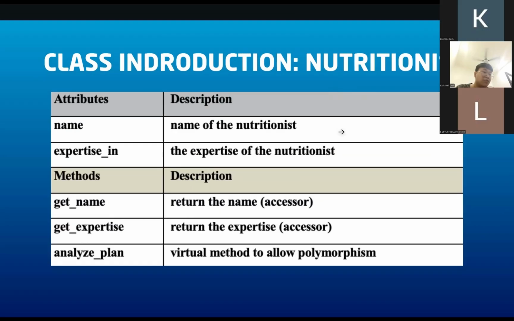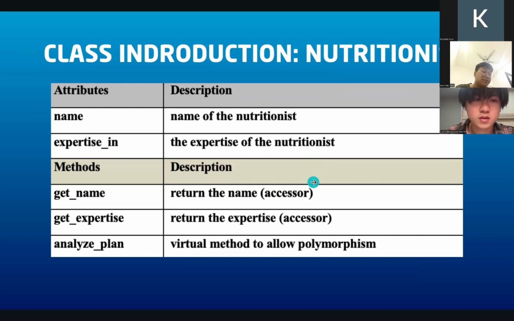Okay. Continue with the nutritionist. The attribute name is for the name of the nutritionist. We have 3 doctors. Expertise is the expertise of the nutritionist. For methods we have get name, get expertise, and analyze brand. Analyze brand is the virtual method that allows polymorphism in the food and drink classes.